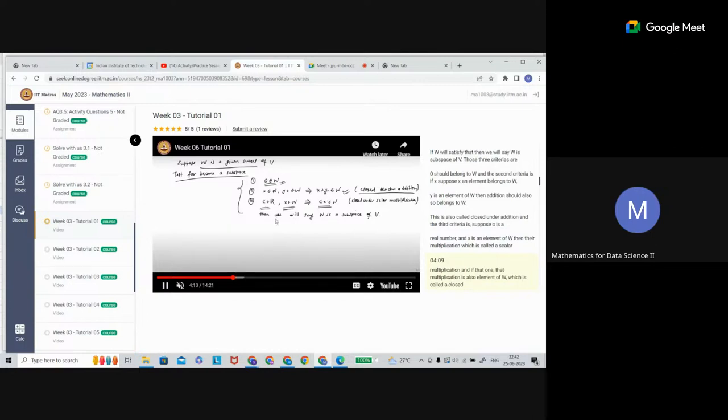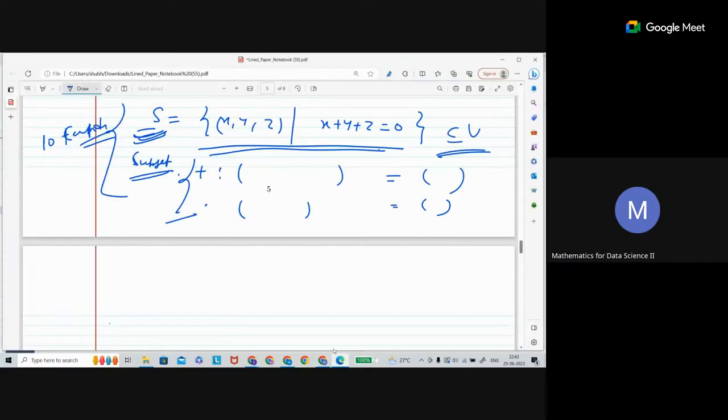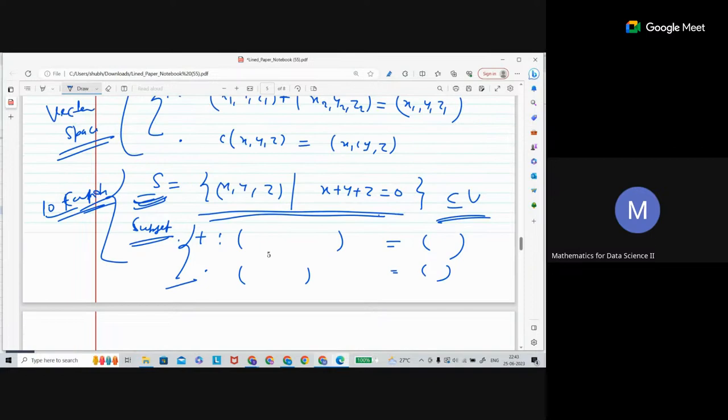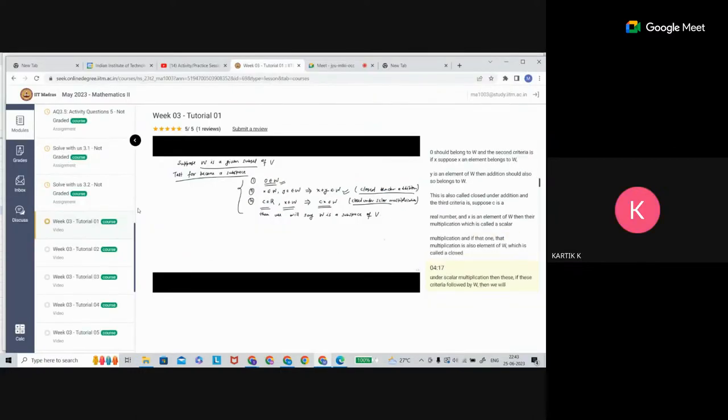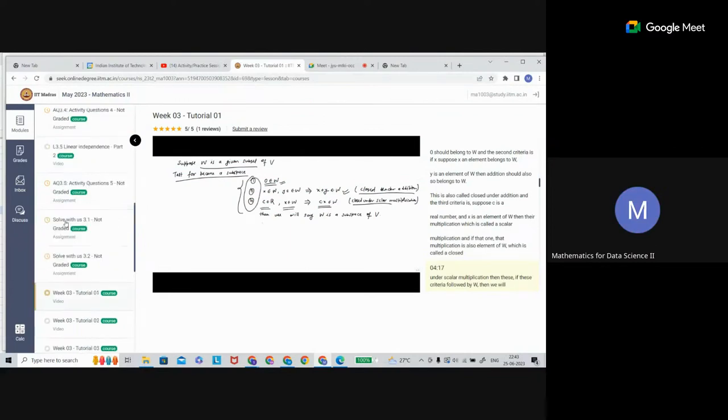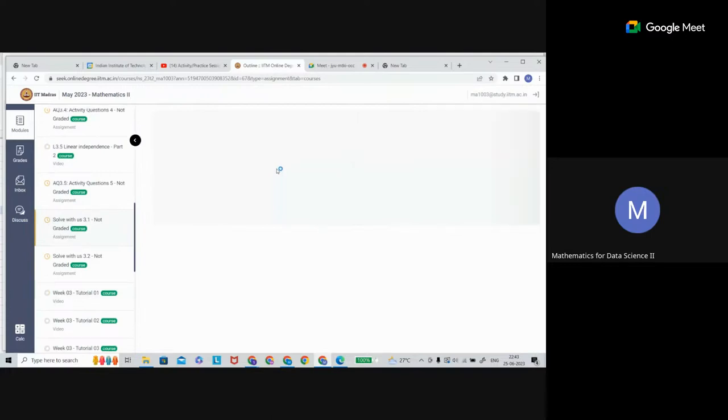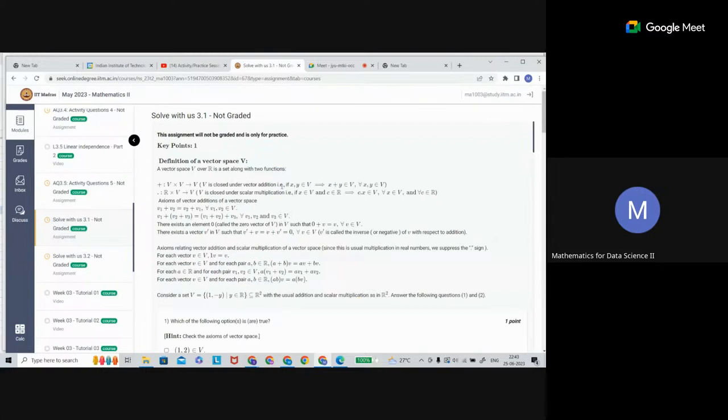Here are the conditions. Three conditions are here. What are they? Closed under addition, closed under scalar multiplication, and zero is there. Only 3 conditions. No need to check all 10. Check only the first two, closed under addition and closed under scalar multiplication, which are the first two conditions of the vector space. These two and the zero vector. These three.